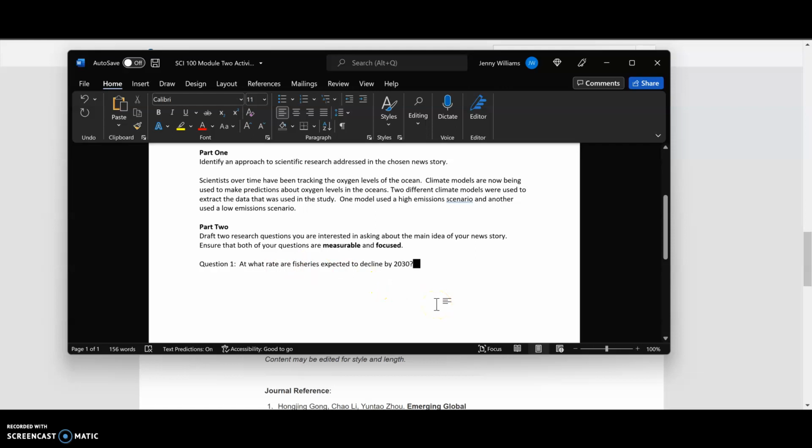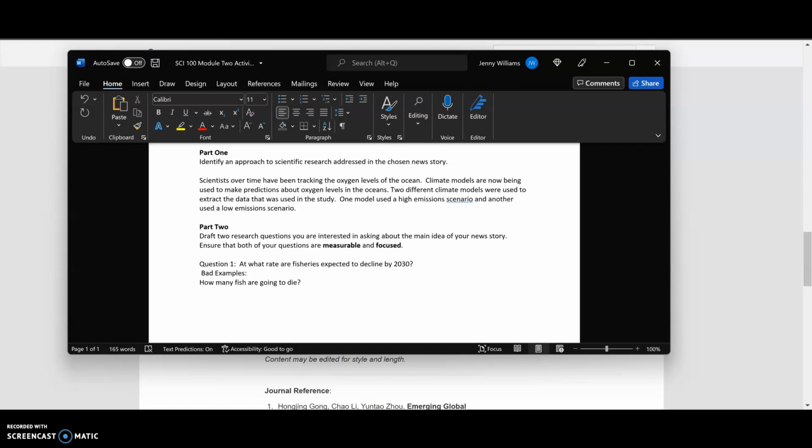Questions that would be bad would be, bad examples. How many fish are going to die? While that's interesting, and we would like to know that, that's not measurable with the current research that they are doing. They can't make that prediction. They can only tell you how much oxygen is dissolved or how much dissolved oxygen is missing.